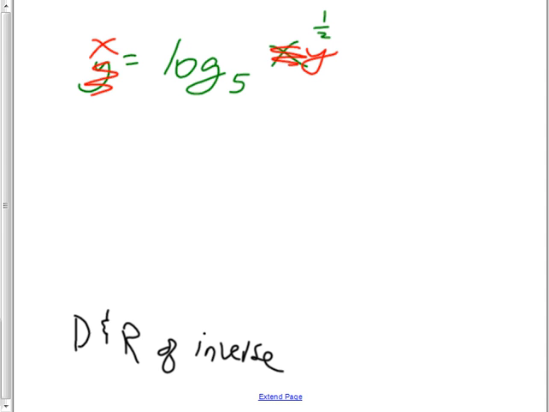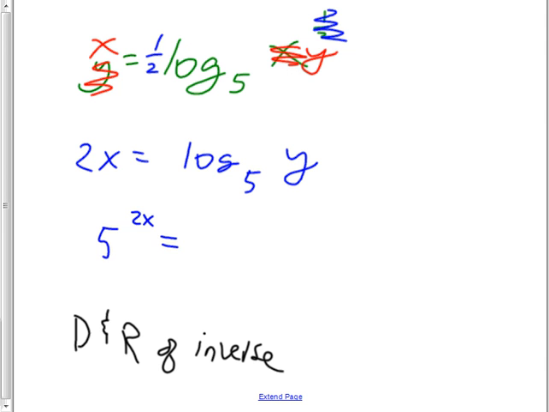I can just do a rewrite at this point, but there was one kid who did it a different way last hour I kind of liked. I just want to show you. This 1/2 can go down in front if you want to. Do you get that it can go there if you want to? Then to get rid of it, you could multiply both sides by 2. Would that be agreed? Okay, so 2x equals log base 5 of y. And then you do your rewrite, and it comes out quicker. 5 to the 2x equals y. I like that way.